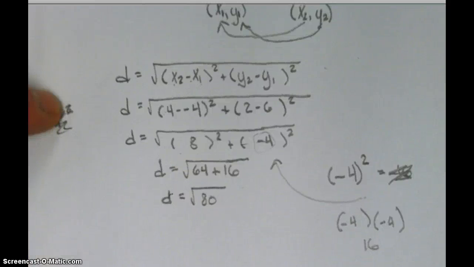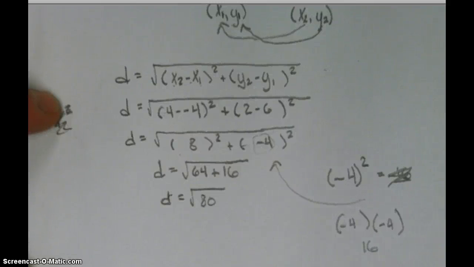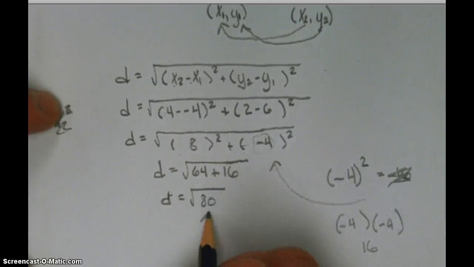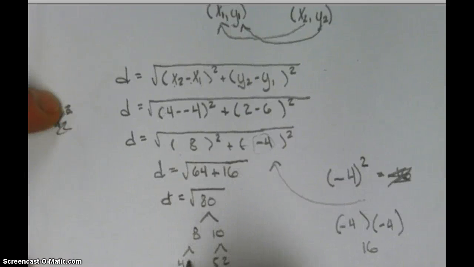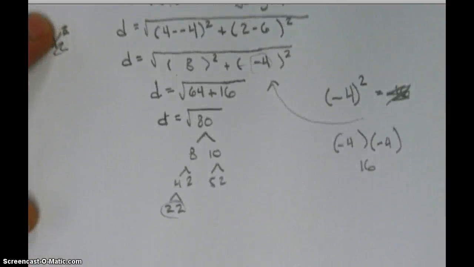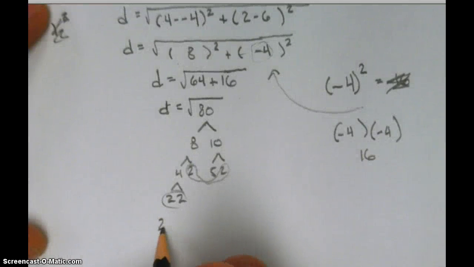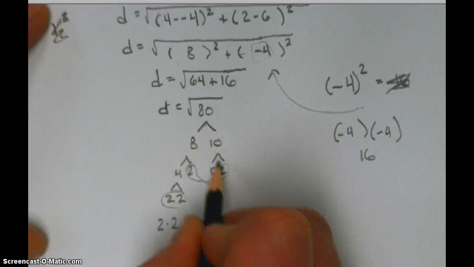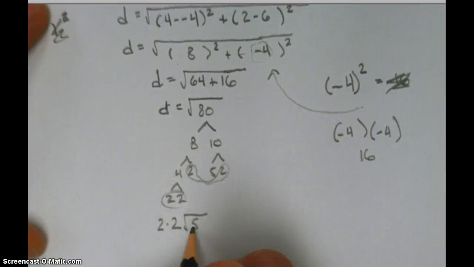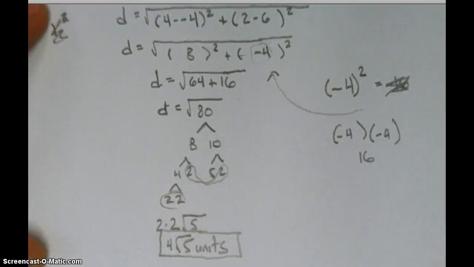So now you're in a spot: does the teacher want an exact answer or an approximate answer? If they want an exact answer, you keep it in radical form and you simplify it. So we break this down: 80 could be 8 times 10, and 5 times 2, and 4 times 2, and 2 times 2, and then you take the pairs out. You've got a pair of 2's there, and you've got another pair of 2's there. So 1 pair of 2's on the outside, and 1 pair of 2's on the outside, and then a 5 left on the inside. So 4 root 5, and we're going to give a label of units because this is a distance and we weren't told any units, like centimeters or inches.